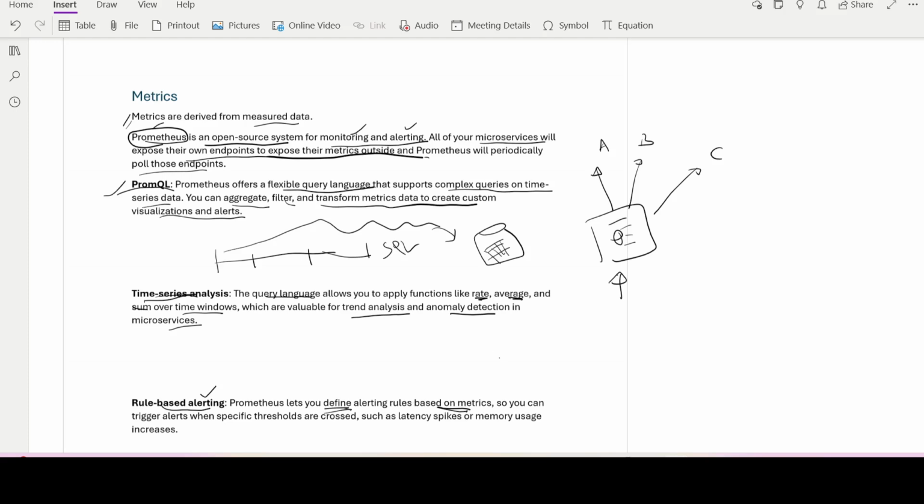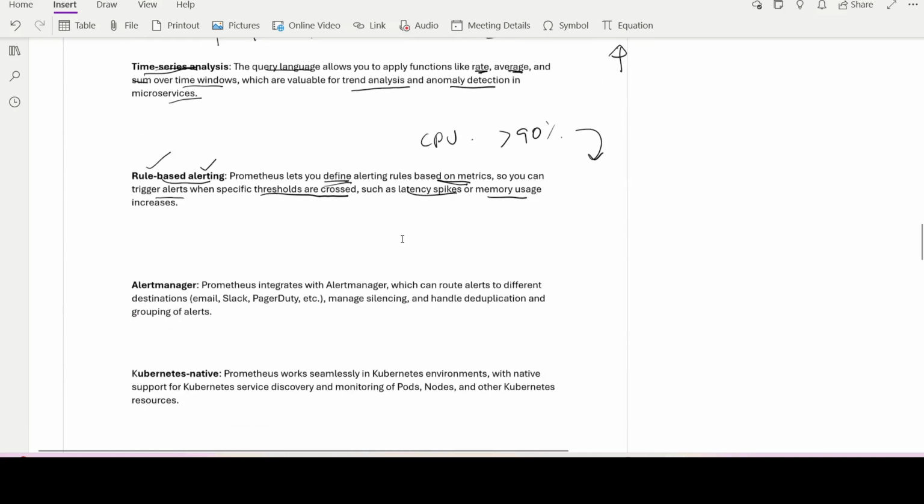Like if CPU utilization is more than 90%, send me an alert, right? So you can trigger alerts when specific thresholds are crossed, like latency, for example, or memory usage increases. This is a very good feature where you can set a rule, and based on the rule, Prometheus will send an alert. Okay.